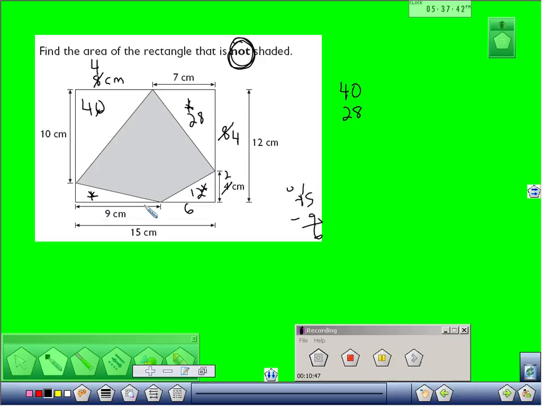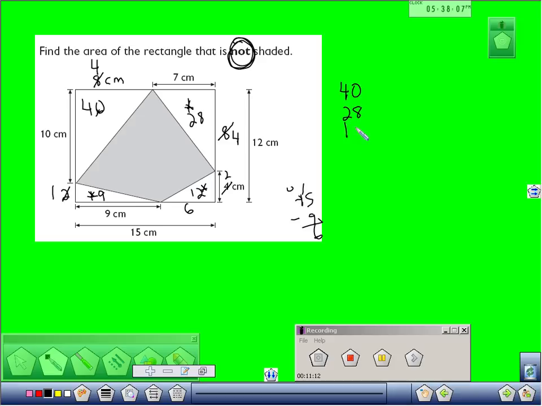We know this is 9. We know to here is 10, but this tells us the whole side is 12. So doesn't this have to be 2? Yeah, because 10 and 2 is 12. Okay, now if we take half of 2, that's 1. 9 times 1 is 9.